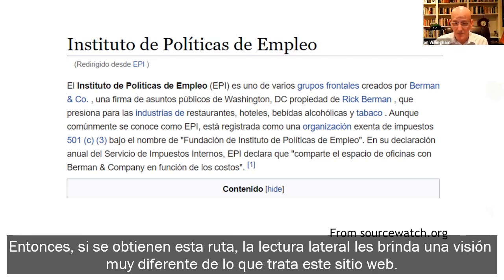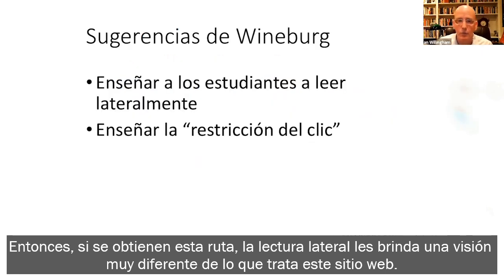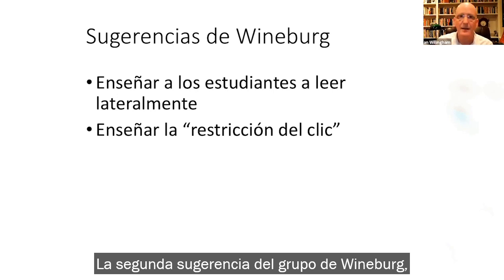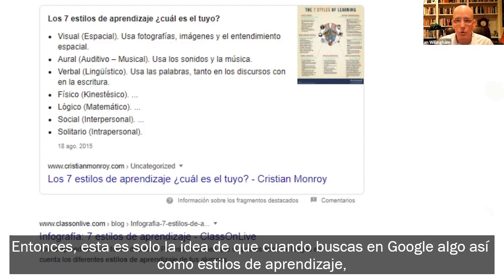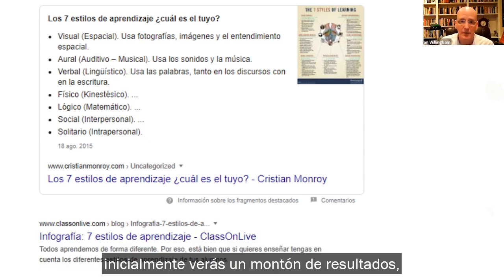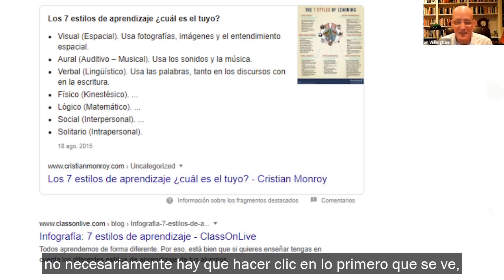So this lateral reading gives you a very different view of what this website is all about. The second suggestion from Weinberg's group is to teach what he calls click restraint. This is just the idea that when you Google something like learning styles, you're going to see a bunch of hits. Initially, don't necessarily click the first thing that you see.